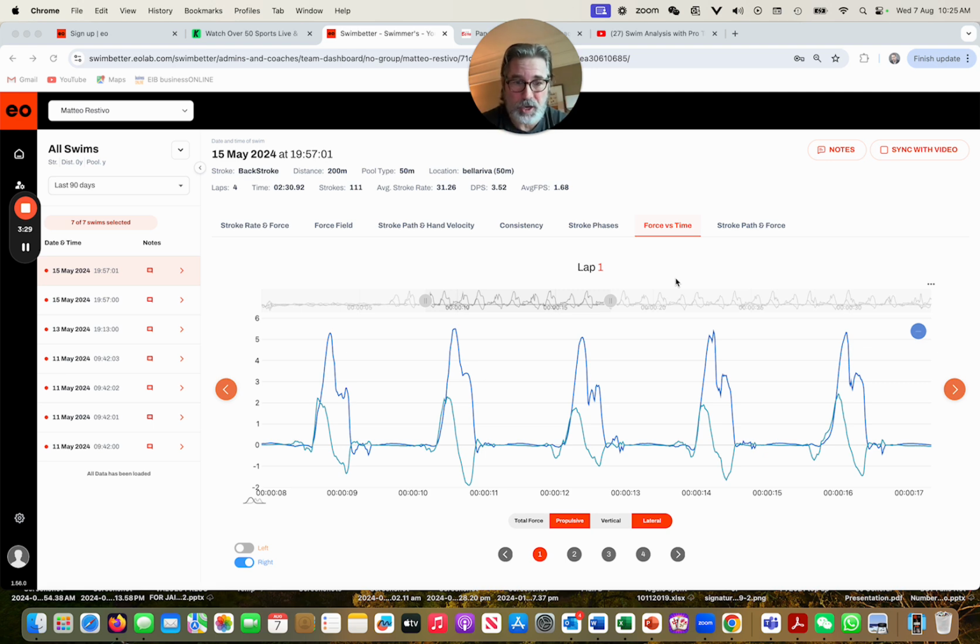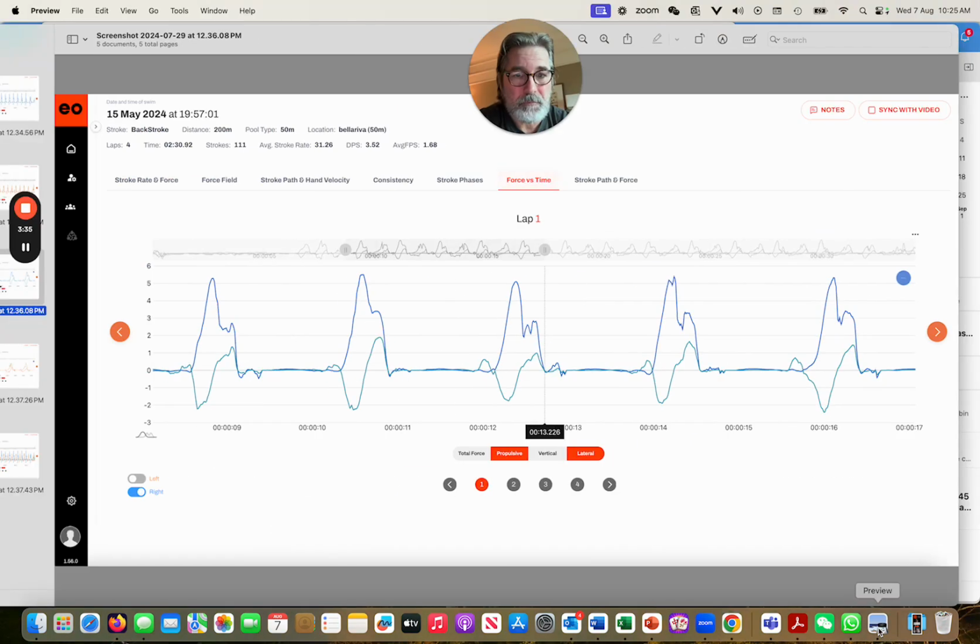So I thought I'd just show you quickly here exactly what I mean. So when I look at Matteo's old data, and this is one swim from Matteo back on the 15th of May, and excuse my incredibly poor form because I'm not a backstroke swimmer. I tried it once and almost drowned.